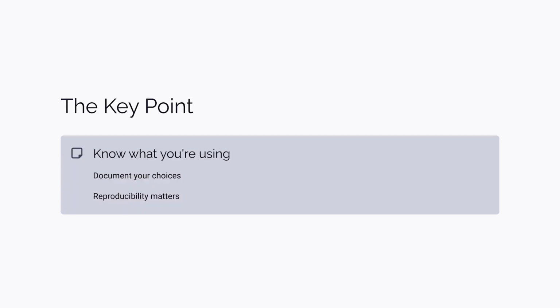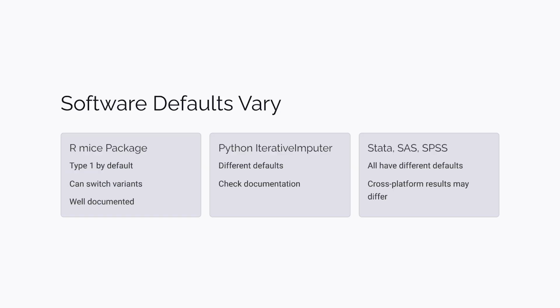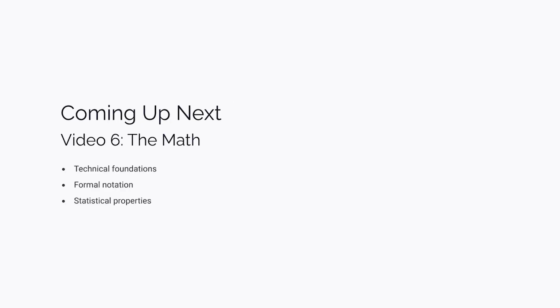The key point: know what your software is doing. Mice in R, iterative imputer in Python, Stata's MI, they have different defaults. This can explain why results differ across platforms. In the next video, we'll dive into the mathematical foundations for those who want to understand what's really happening under the hood.